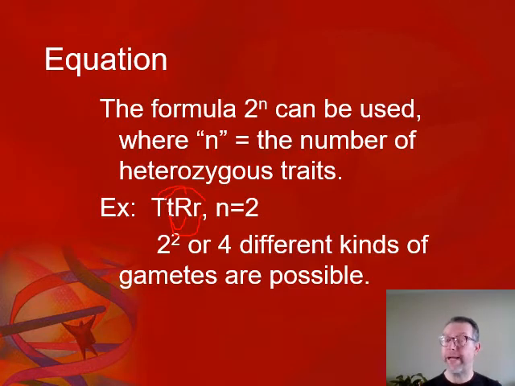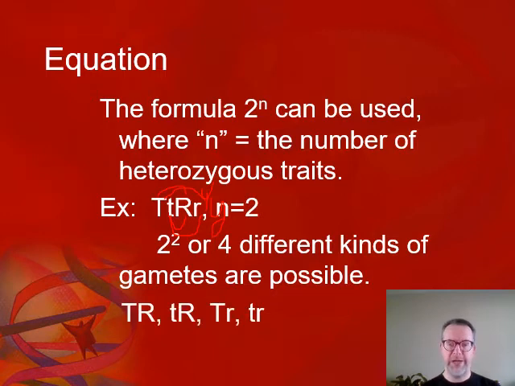So if you do a trihybrid cross, you'd have 3 traits at once. Maybe let's throw in yellow and green seed. You would have 2 to the cubed, or 8 different gametes possible. We're not going to do trihybrid crosses. Your book talks about figuring that out a little bit. Feel free to check it out.